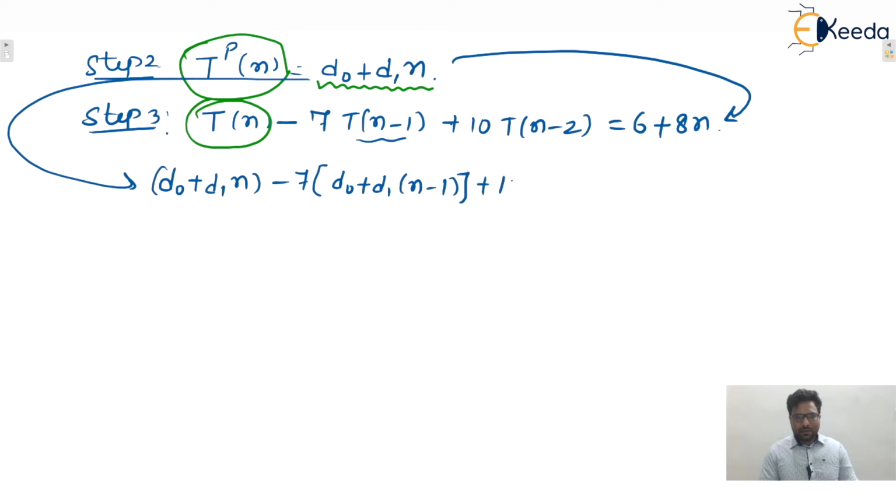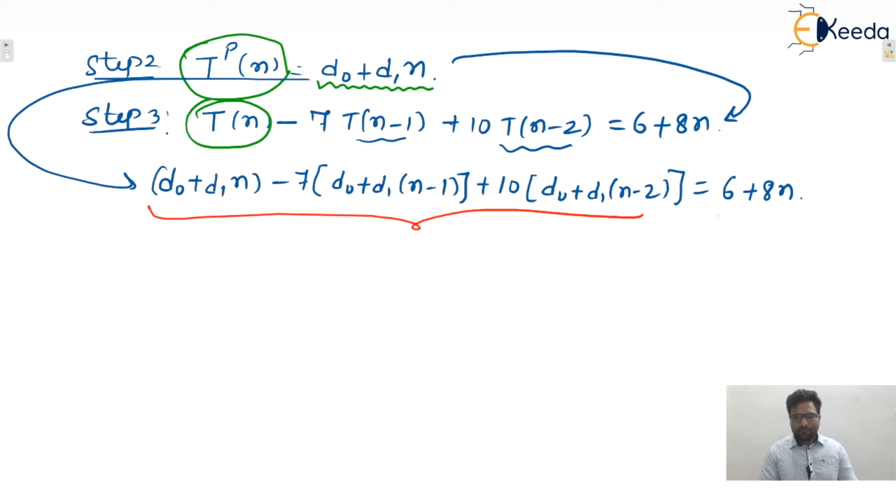And it becomes 10. T(n-2) becomes d0 plus d1 (n-2). And that is equal to, we can say, 6 plus 8n, isn't it? Now simplify, nothing else. Simplify the left hand side and finally equate with the right hand side.